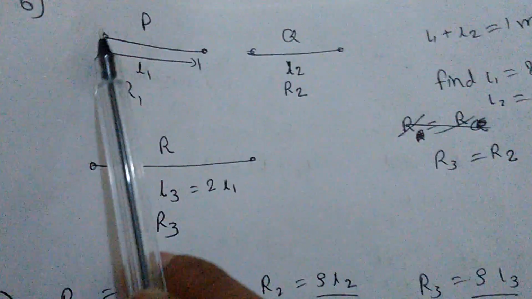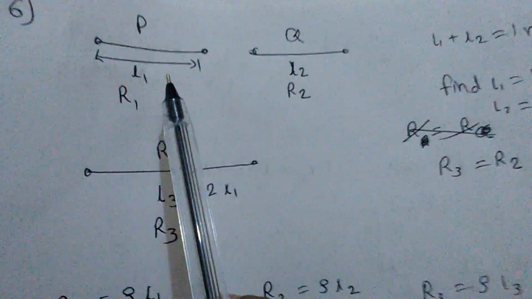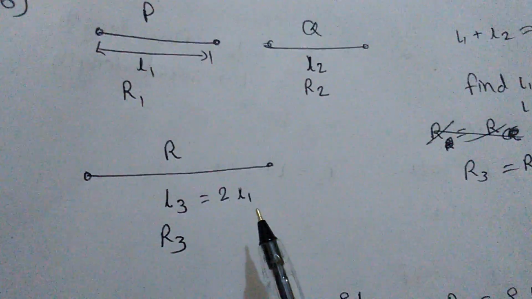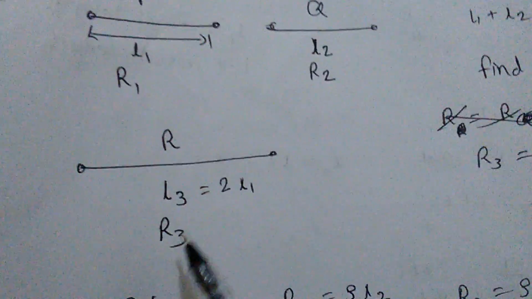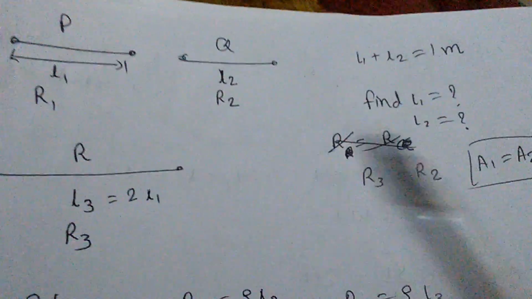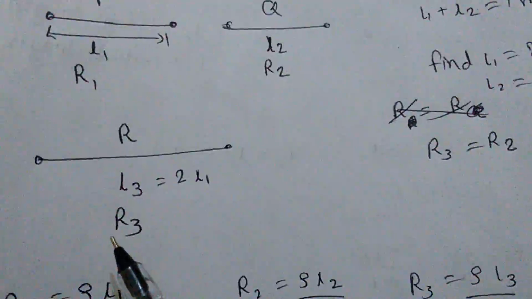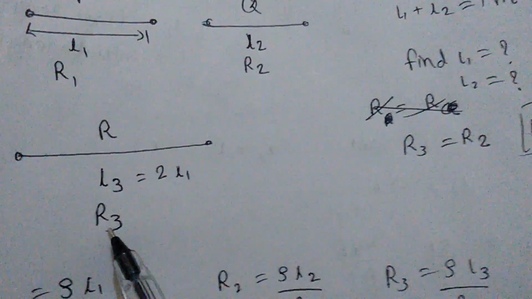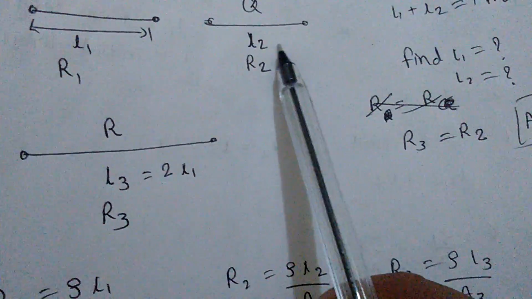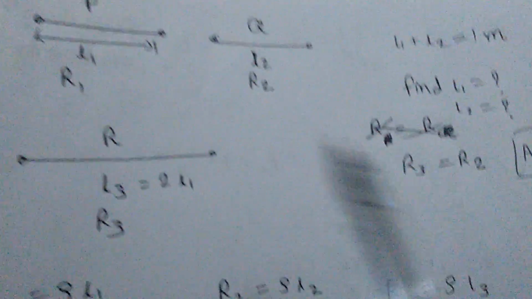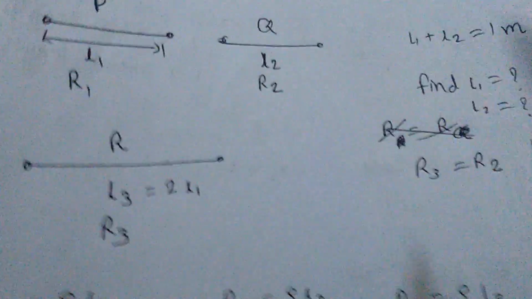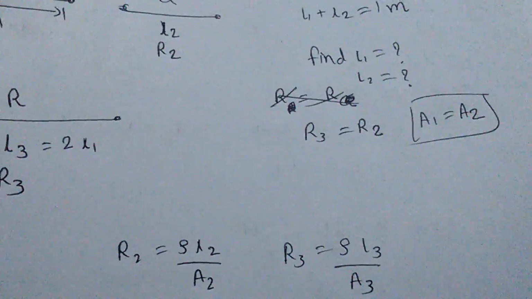Now we are going to stretch the first wire of length L1 in such a way that its length becomes double of its initial length and its resistance becomes R3, and we are going to consider that wire as R only. Now here what we have been provided is that the resistance of the third wire and the resistance of the second wire, that means resistance of R and resistance of Q, both are the same. But if you are observing the example, its area and its area are going to be the same, so we can say that A1 is equal to A2.